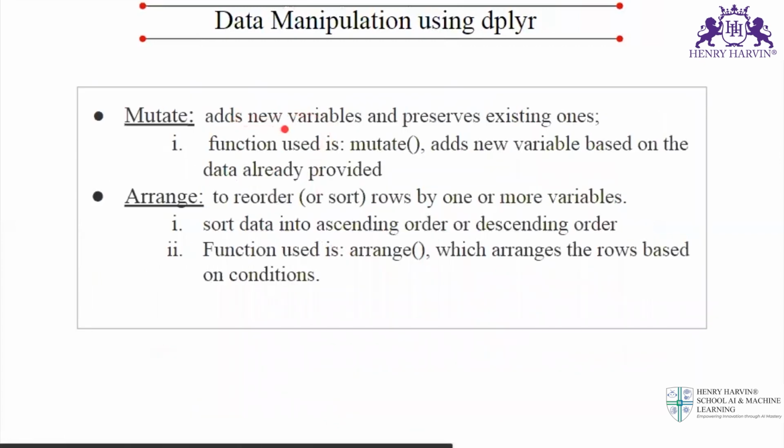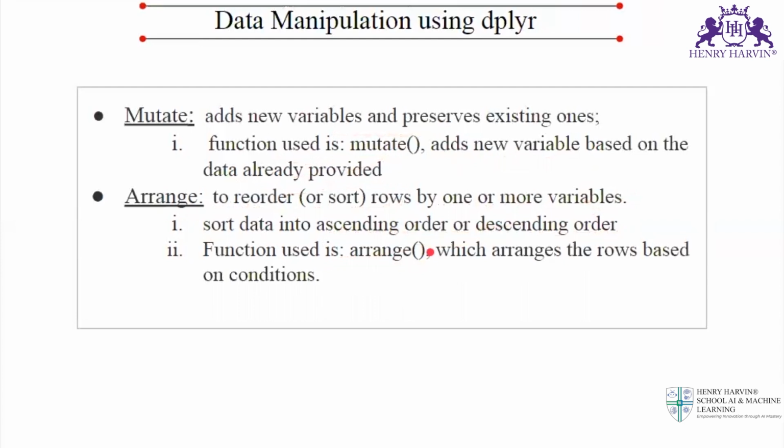Next is mutate. What does mutate mean? It adds a new variable and preserves the existing ones. So if you want a new column to be added to your data set, it will help you to add a new variable or a new column, provided you already have some data with you, and based on that data it will create a new column. That is the mutate command. Then next is arrange. It helps to reorder rows by one or more variables. We sort data into ascending or descending order, and the function we use is arrange.